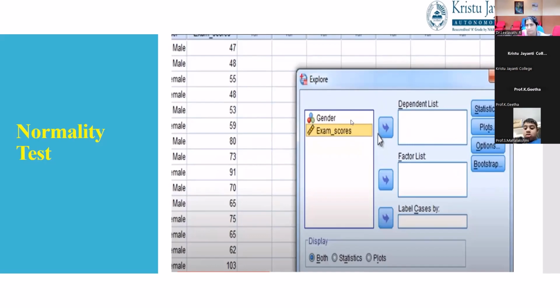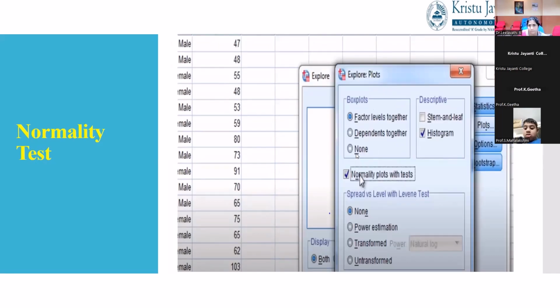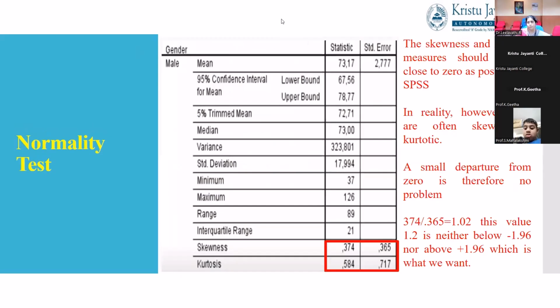As I said earlier, which is dependent, which is independent, anyone can answer? Dependent is exam score. Independent is gender. So we have to put them in the respective boxes and click on Statistics. Then we have to select factor levels together, histogram, and normality plots with tests. All of these should be enabled. After that, we will get the result.